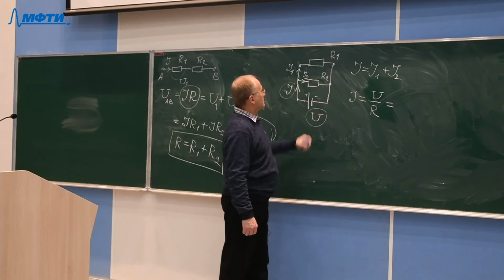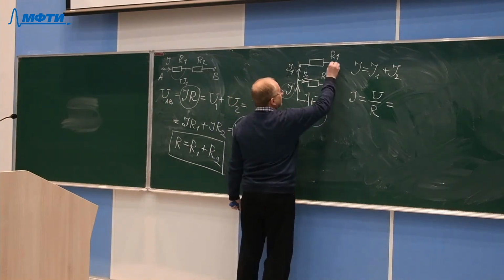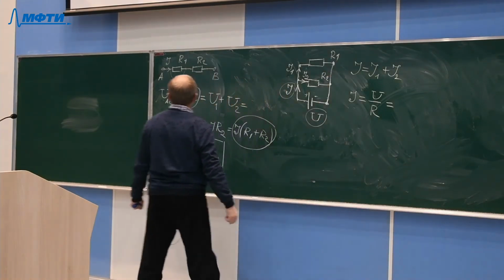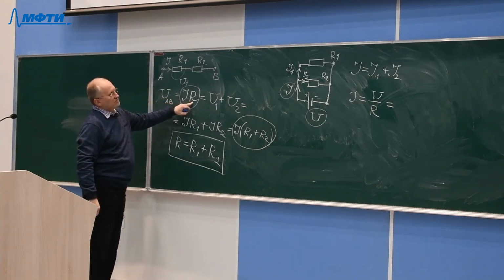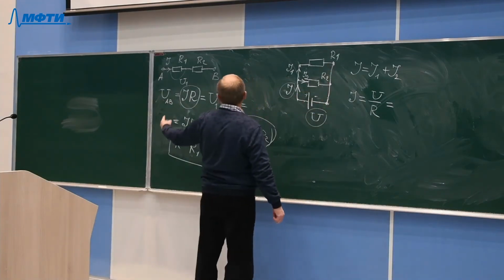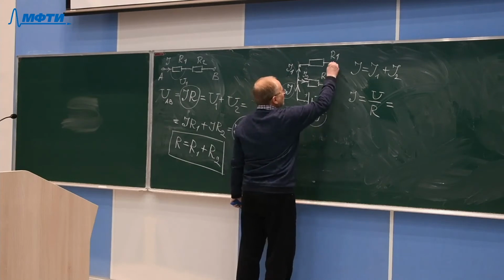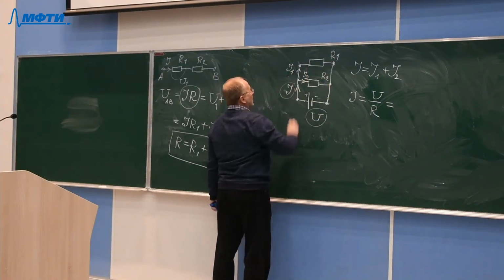If the resistance is 0, it means that the potential difference between this point and this point is also 0, according to Ohm's law, because the potential difference is the current times the resistance. And if the resistance is 0 between these 2 points, then the potential difference is 0. It means that this point and this point have the same potential, as well as this point and this point, they also have the same potential.